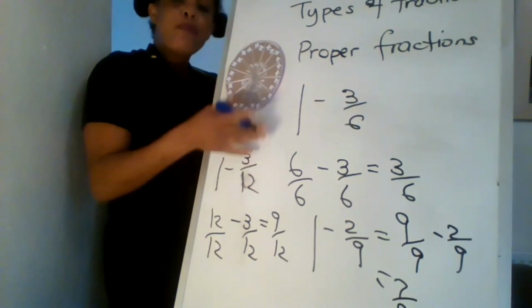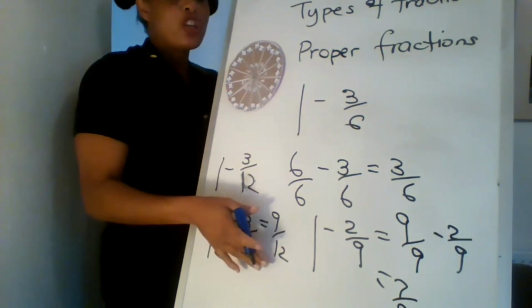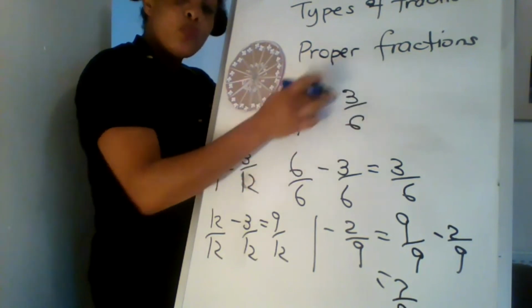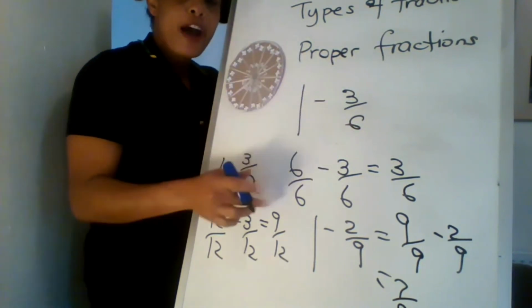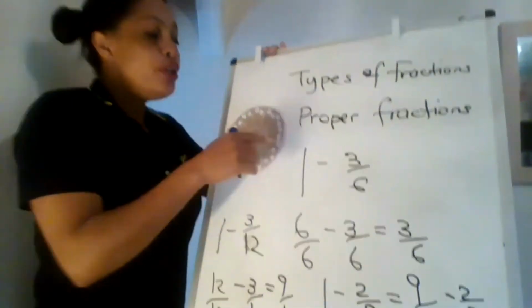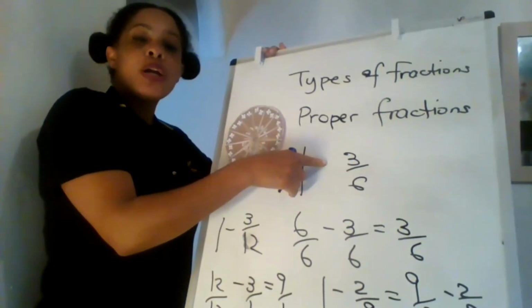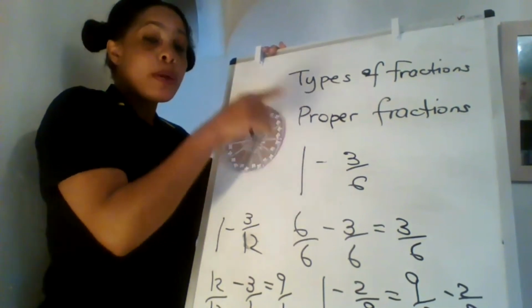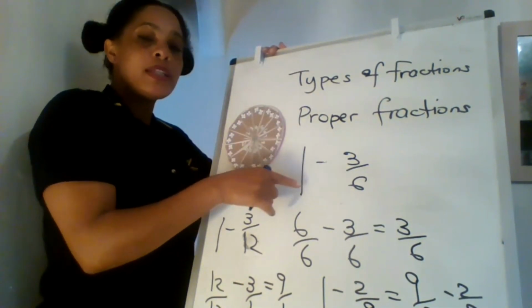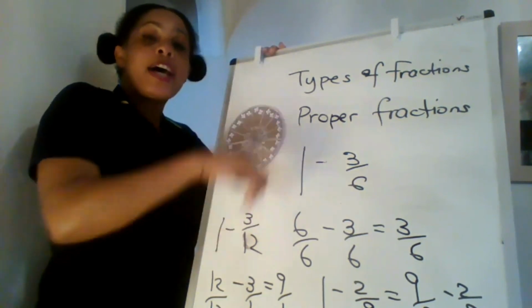So here we have a proper fraction. A proper fraction is out of 1. Anything that's less than 1 is a proper fraction. With a proper fraction, the numerator is smaller than the denominator. It means less than 1.